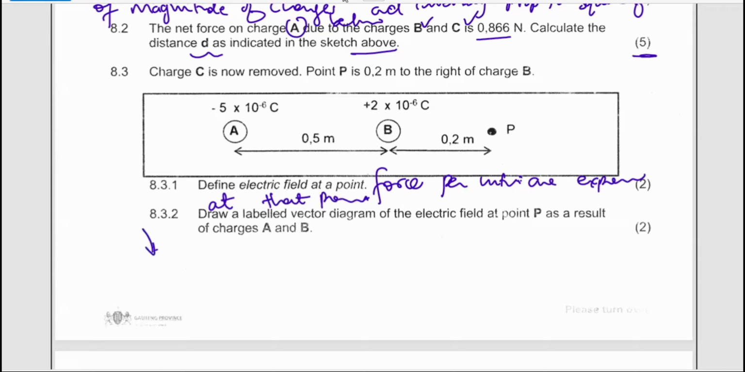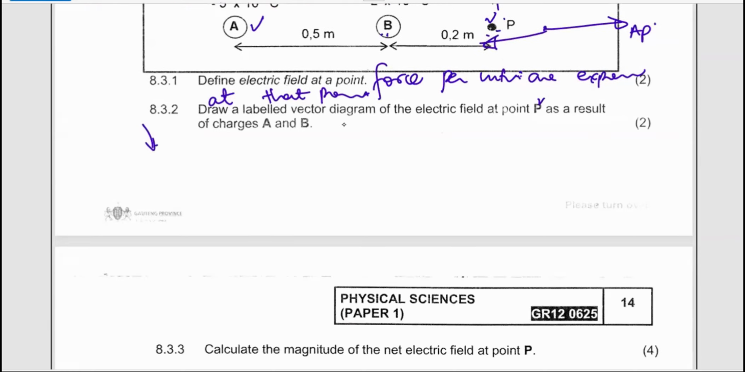Then can we draw a labeled vector diagram for the electric field at P as a result of A and B? When you look at A and P, there's going to be attraction, meaning that's going to be on that side. And then B and P, there's going to be repulsion, meaning that's going to be in that sort of direction. So to combine everything together, this is going to be the electric field of B at P, and on this side we're going to have the electric field of A at P. All right, so that is 8.3.2.